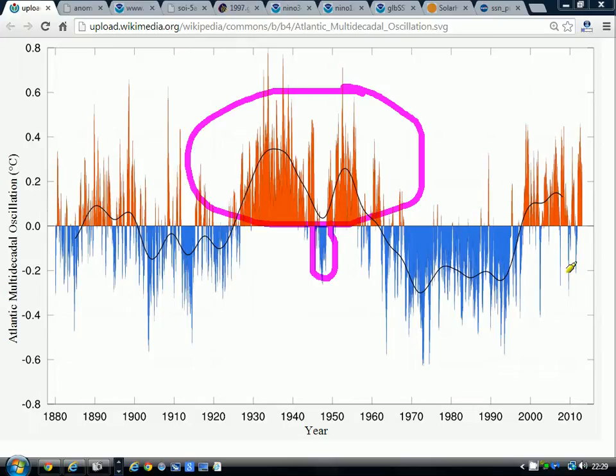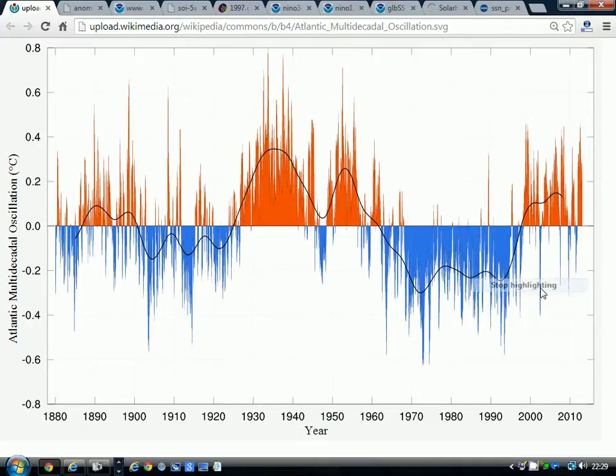You can't see the dip in the AMO that we've had this year because this last period finishes in 2013, so that isn't on the graph yet. 2014 isn't on the graph, but when it comes in, it will probably be a colder than average AMO year. But as I say, we did get it in the middle of the last warm AMO, happening around the end of the 1940s.